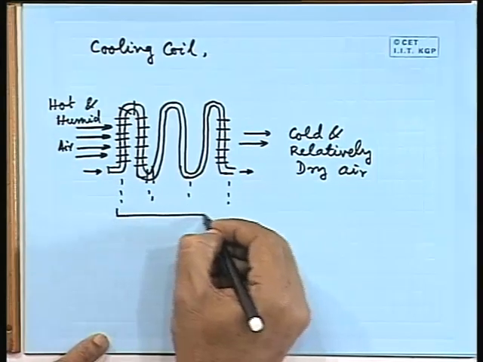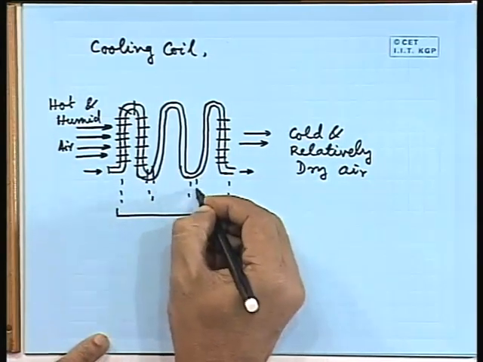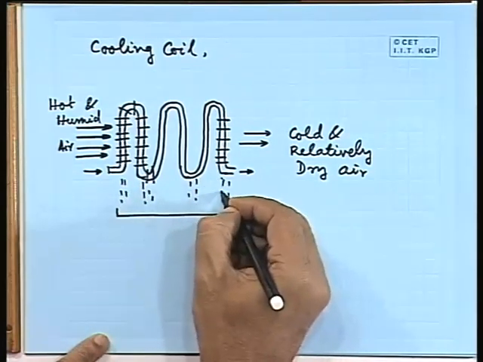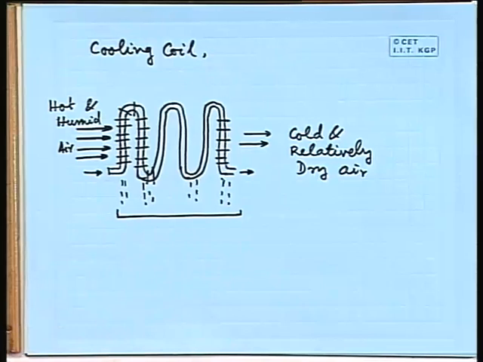If you see the practical construction of a cooling coil, with every cooling coil there will be a drip pan below it, where the moisture in the form of water is separated, collected and drained. All right. So, this is the process by which we achieve cooling and dehumidification.